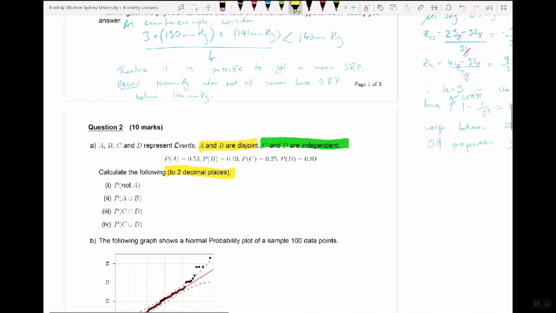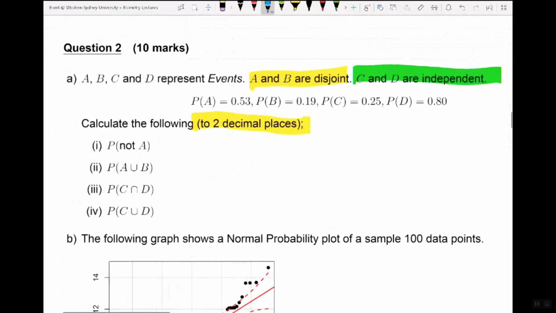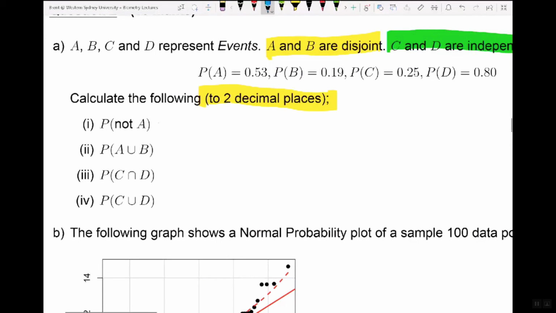So I want to calculate the probability of not A. The probability of A occurring is about 53%, according to what they've told me. Therefore, the probability of A not occurring is 1 minus that value, 0.47. Simple as that. These things are complementary. If I tell you that the probability of it raining today is 25%, then the probability of it not raining must be 75%. Okay? They add up to be 100%.